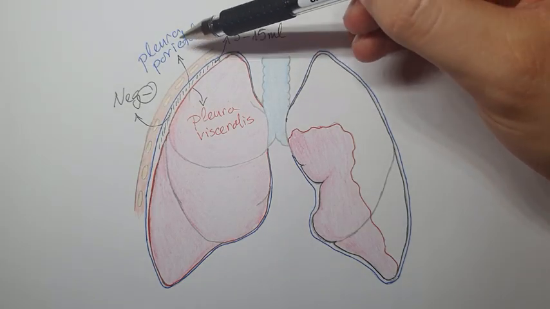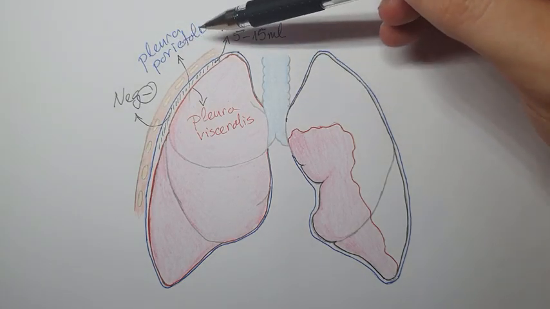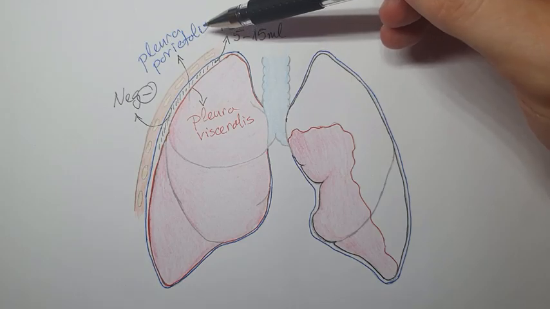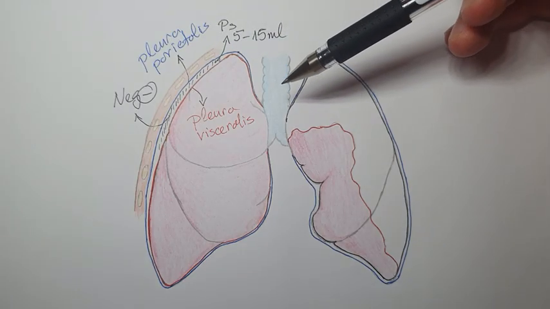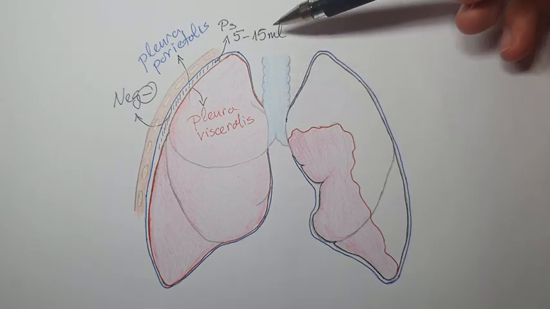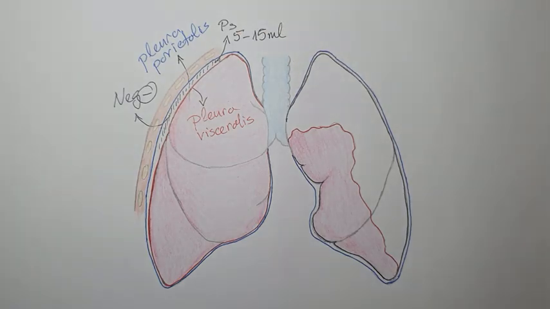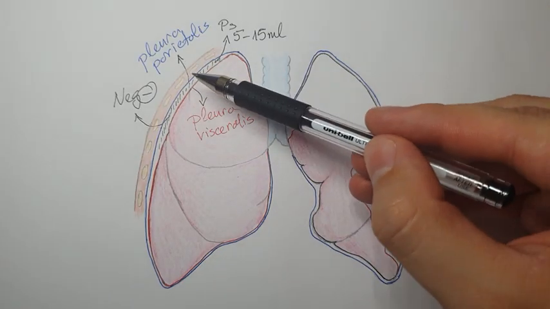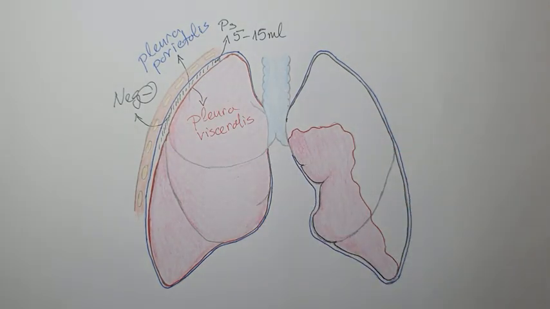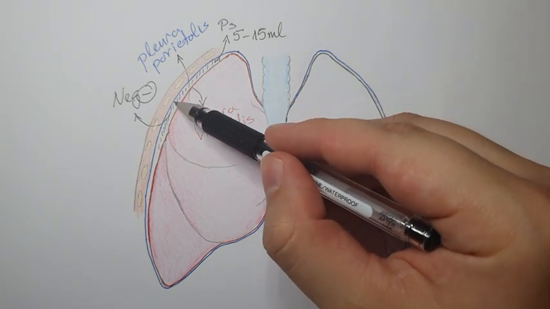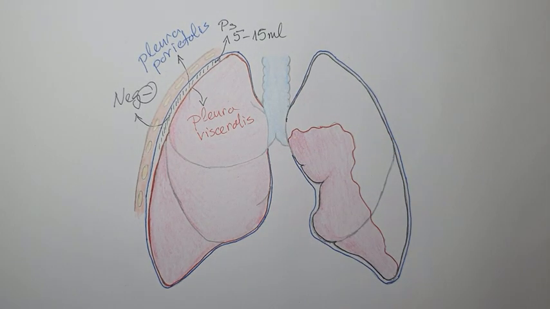This little amount of fluid is produced by the pleura parietalis, and it is led away by lymphatic vessels continuously, but there is always 5 to 15 milliliters there. The important thing here is that there is negative pressure. The lung tissue has no fibrous skeleton. It tends to collapse. In order to keep it expanded, we have this negative pressure in the pleural space.